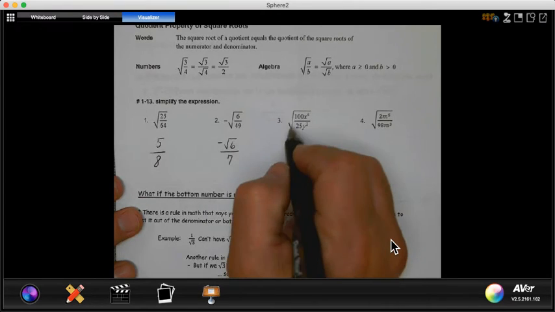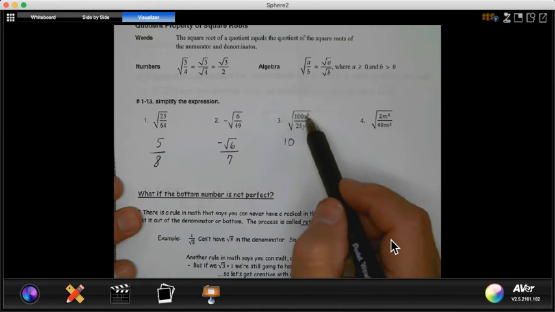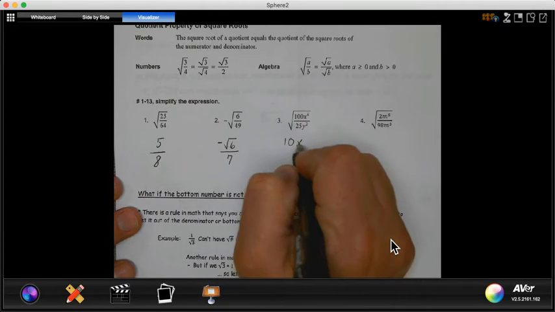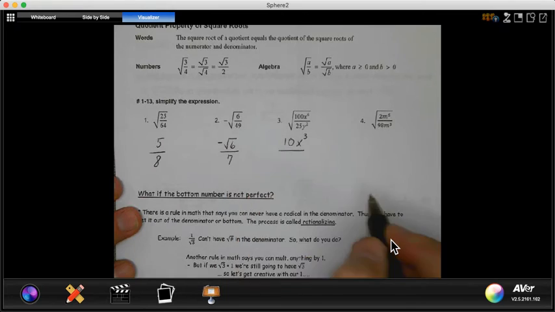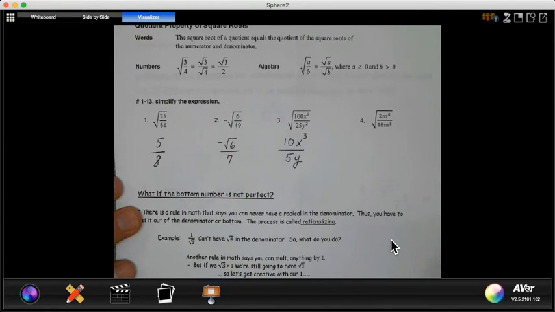So the square root of 100 is 10. And then remember, with powers and letters, you just have to take the power and divide it by 2. So 6 divided by 2 is 3. So that's x cubed over 5y. Root 25 is 5, and the square root of y squared is y.